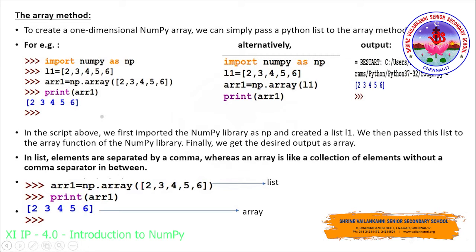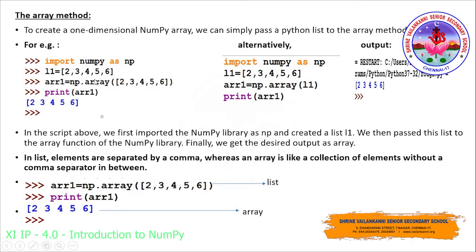array. To create a one-dimensional NumPy array, we have to simply pass a Python list to the array method. So look at this example here. Import NumPy as np. This is the syntax which we have to use to import the NumPy library, and only then we will be able to work with the NumPy array. Now what we are doing here is, L1 is a variable, and 2, 3, 4, 5, 6 are the elements, that is, we have created a list.